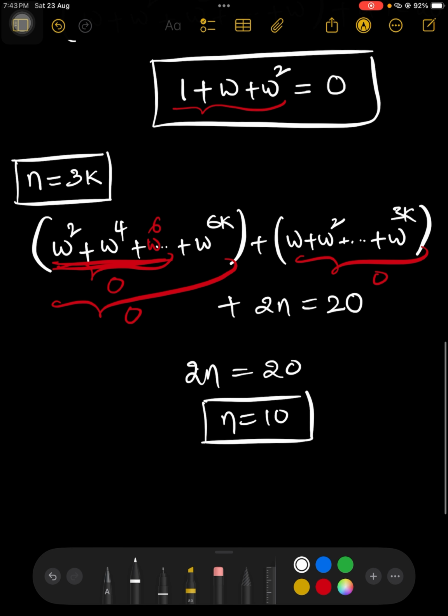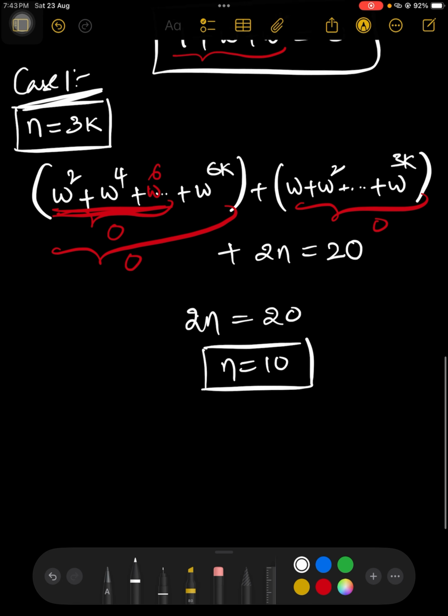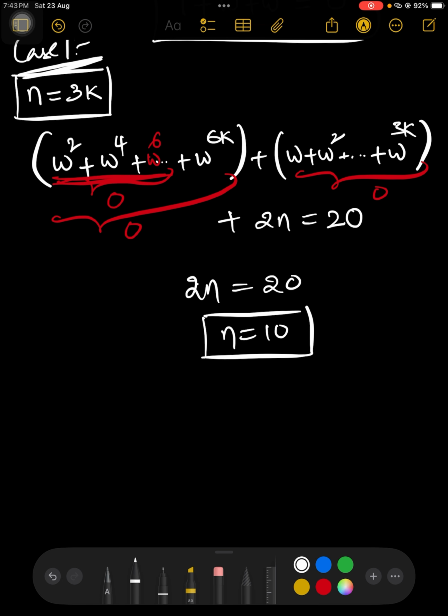See, still it's not completed. If you observe clearly, n equals 10. What we considered in case 1 is n equals 3k, which is nothing but a multiple of 3. But n is 10, which is not a multiple of 3.